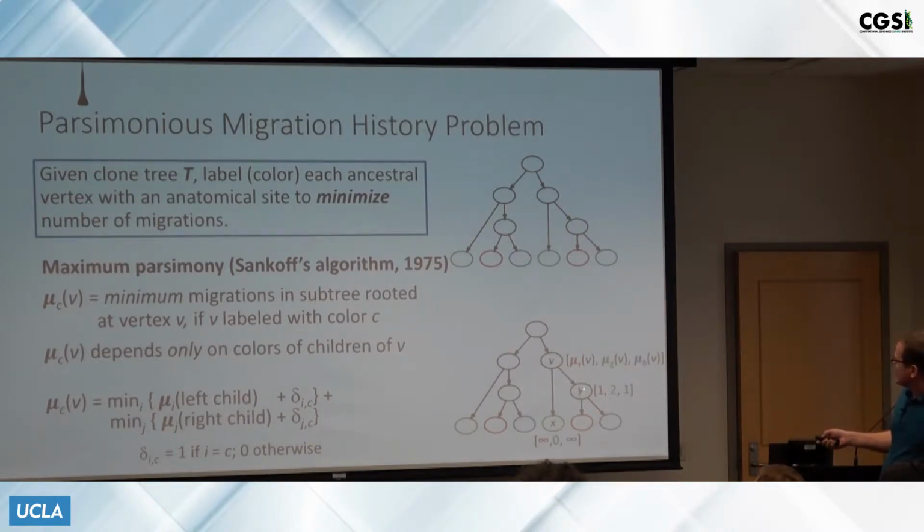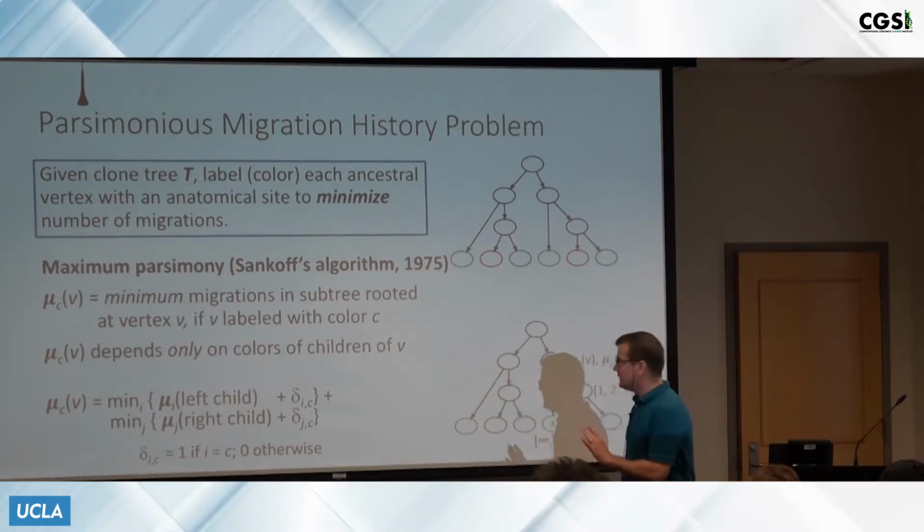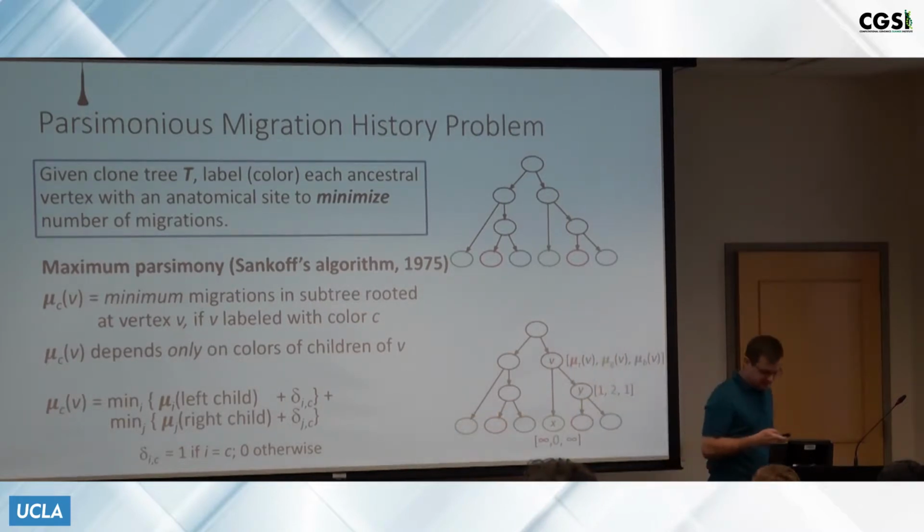In this example, at this node, if I label this node red, I would have 1 migration because red changed to blue. If I labeled it green, I have 2. If I labeled it blue, I have 1 migration. So those are the values of mu_c at this node. Here at the leaf it is very easy because it has to be the label of the color. And then I can decide the minimum number of migrations at this node V by computing this recurrence relation looking at these two vectors of values. It's a very simple algorithm, and it relies on the optimal substructure property.